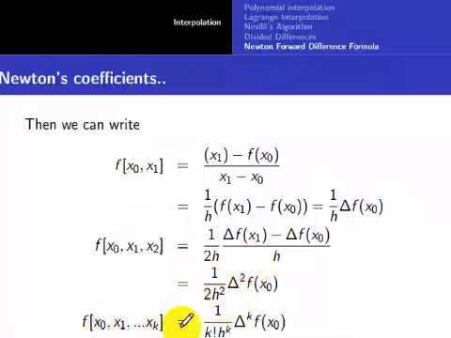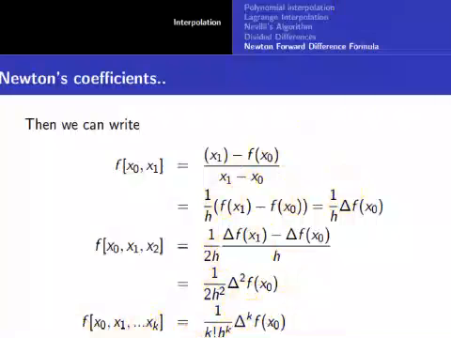If you have k plus 1 points, x0, x1, x2 and all the way up to xk, then this notation is equal to 1 over k factorial, h to the power k, and the kth order forward difference of f of x0. You can prove this. I think this one is pretty clear. I think you understand this one here, right?